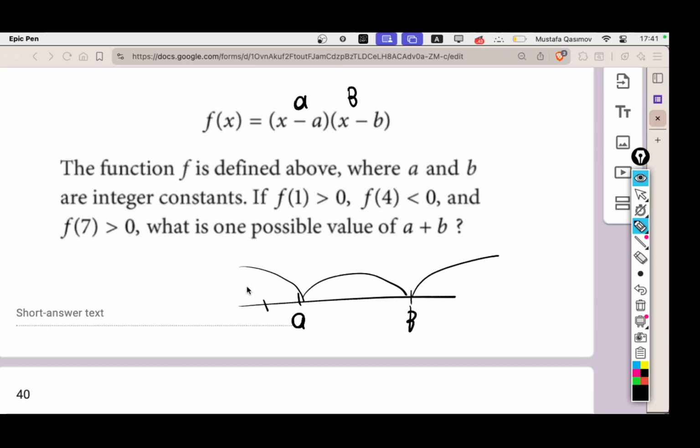If f of 1 is greater than 0, it means that we can write it here 1, 4, and 7. If you write 1 here, you have to write automatically 4 here, but you cannot write 7. It is not possible. From here we can say that A is between 4 and 1, B is between 4 and 7. Okay? Then what's the possible value of A plus B? 7, 8, 9. For example, A is 3, B is 5. Any question?